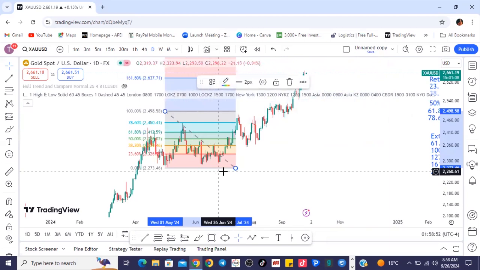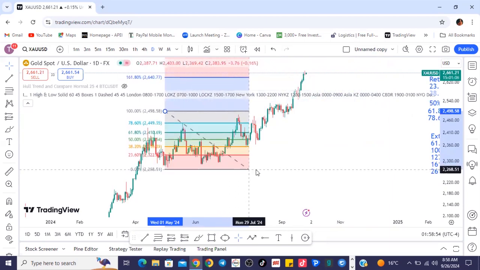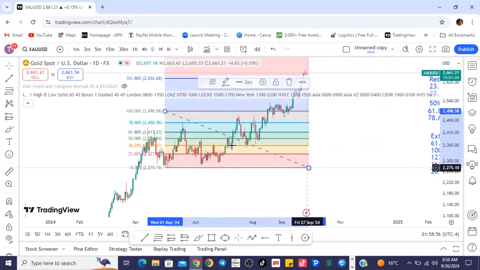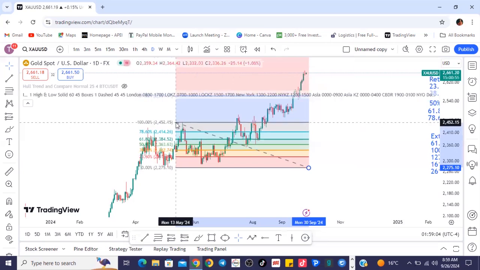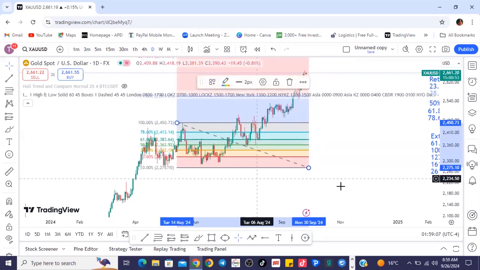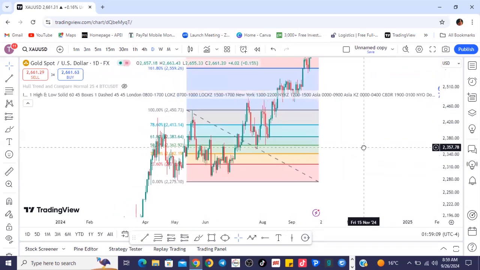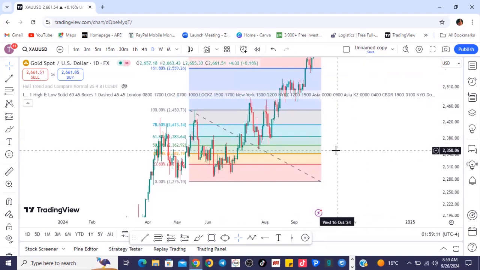All right. So 0 being around this particular level, and then we have 100% being at these particular levels. So that is a trending market, and that's how we are positioning our Fibonacci. So how do we take trades now from this kind of setup?